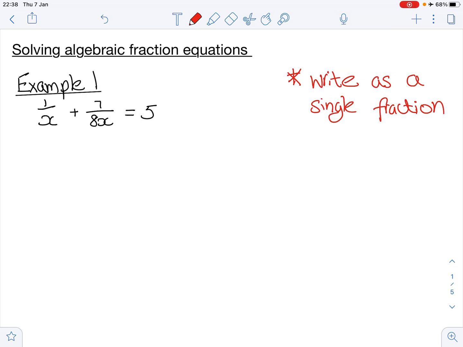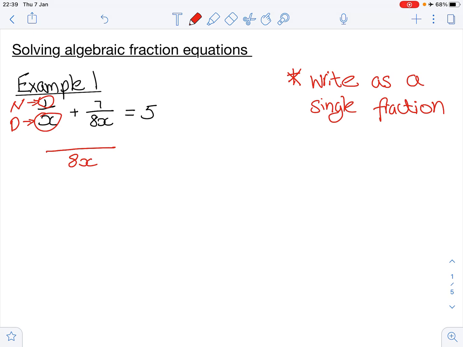So we have 1 over x plus 7 over 8x. How are we adding fractions? Remember, when we're adding a fraction, we need to have the same denominator. Remember, the bottom is the denominator and the top is our numerator in a fraction. So the common denominator will be 8x.